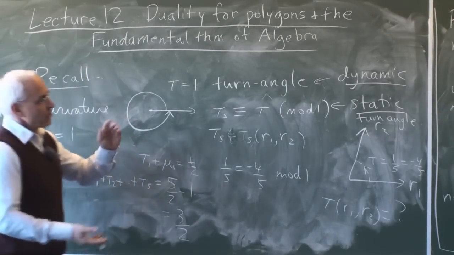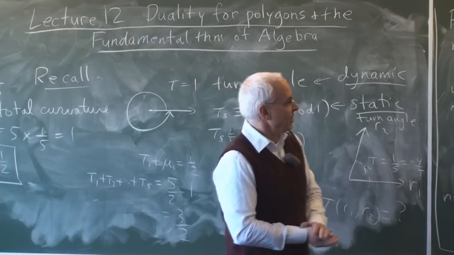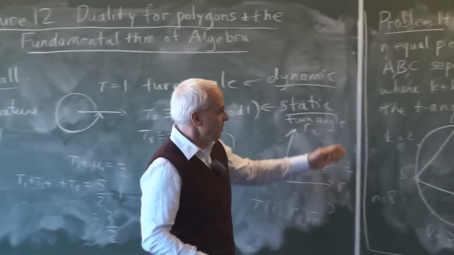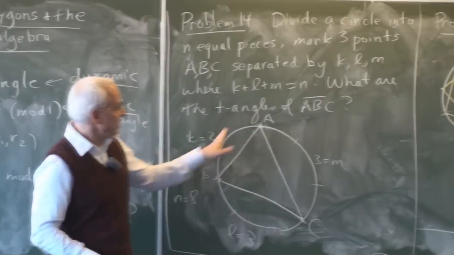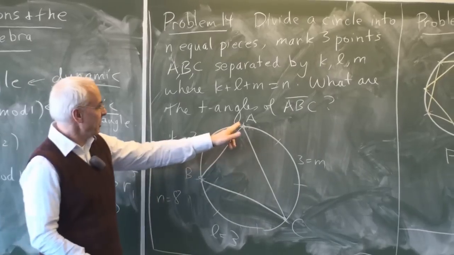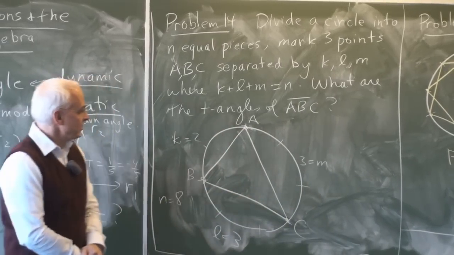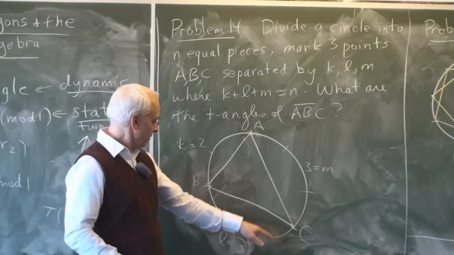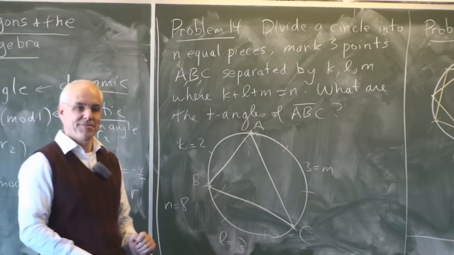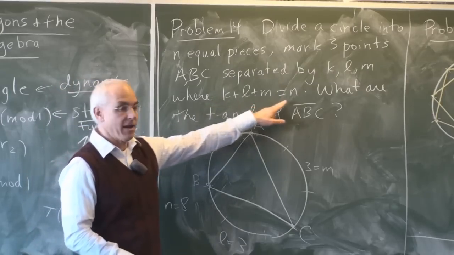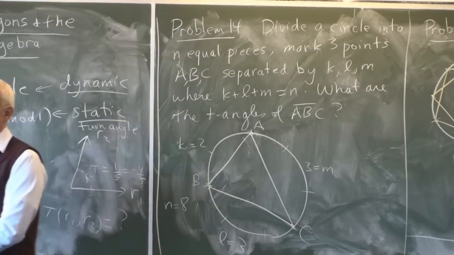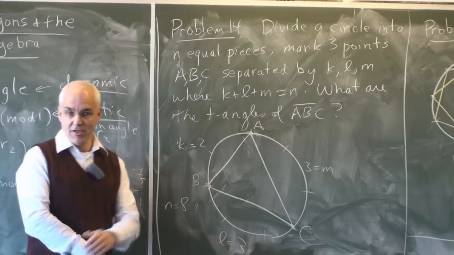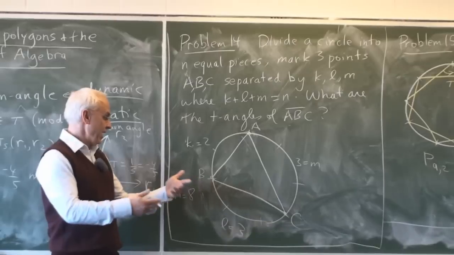Okay, so here are a couple of problems to try out with these turn angles. In the first problem, we divide a circle into n equal pieces. We mark out 3 points, A, B, and C, separated by k of the pieces, m of the pieces, and l of the pieces, where k, l, and m add up to n. And we ask what are the turn angles of this triangle that we're forming in terms of k, l, and m.